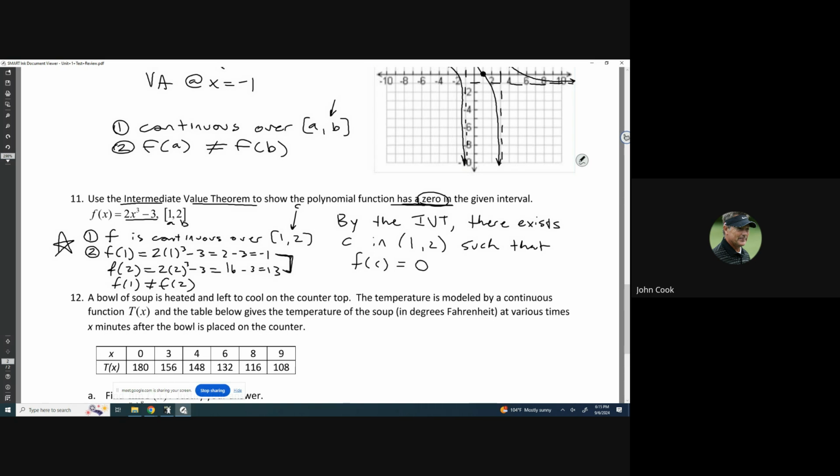And the reason why 0 has to be in play is because 0 is in between -1 and also 13. And I can write that off to the side if I want to: -1 is less than or equal to 0, which is less than or equal to 13. That'll work out as well. All right, there we go. That's using the intermediate value theorem.